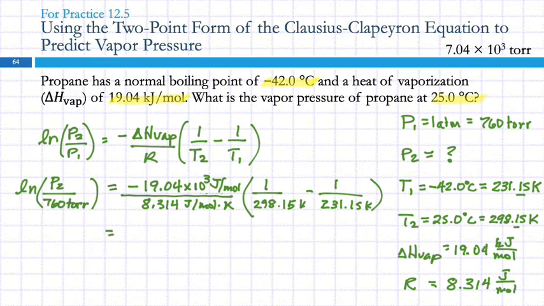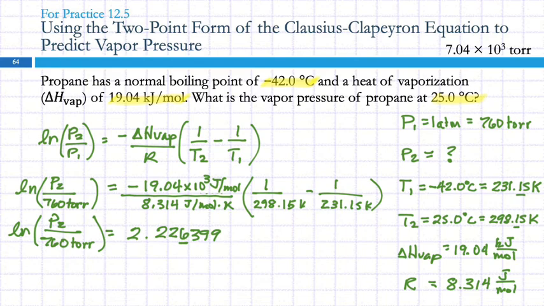So this is equal to 2.226399. This would have 4 sig figs. I'm going to have logarithms involved, and so we definitely don't want to round off too much. But the natural log of P2 divided by 760 torr is equal to this number.